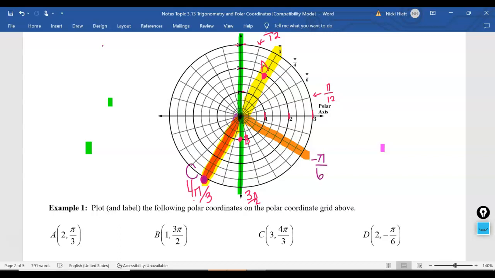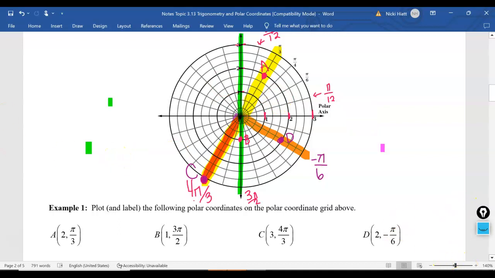And if we have a radius of 2, that means we're going to go out till we get to the circle that has a radius of 2. And that point would be right here. So there is point D. So we have all 4 of our points graphed on those polar coordinates there.